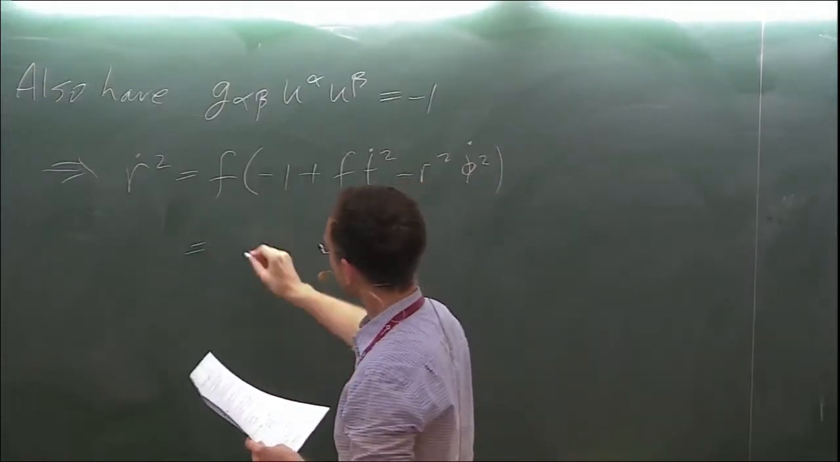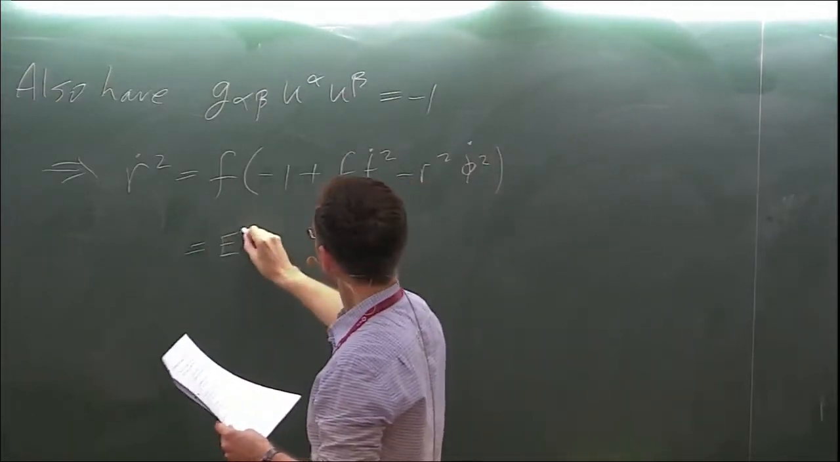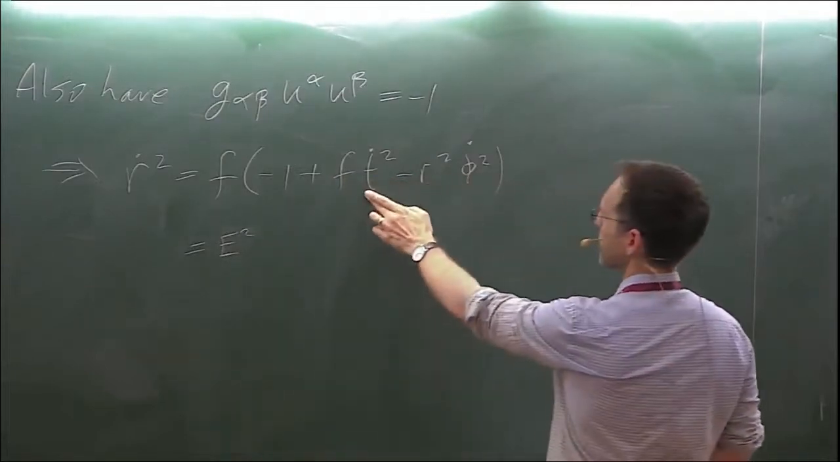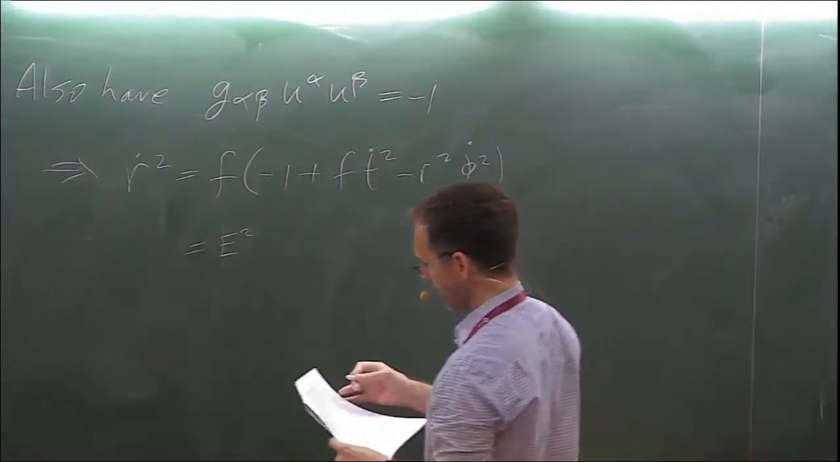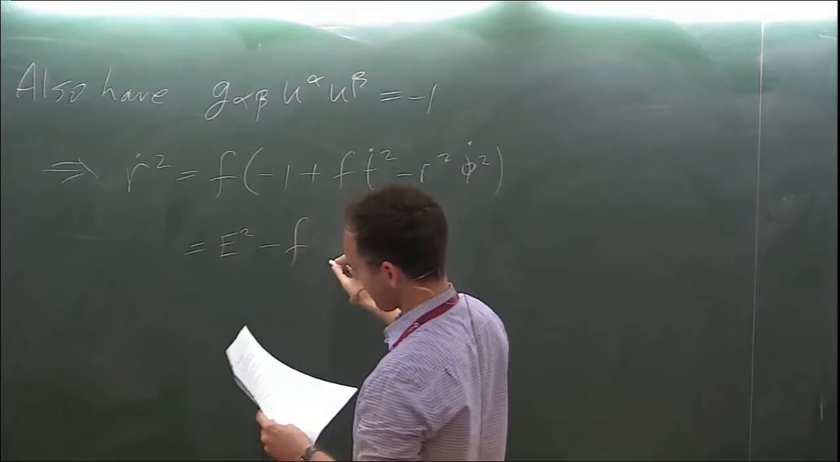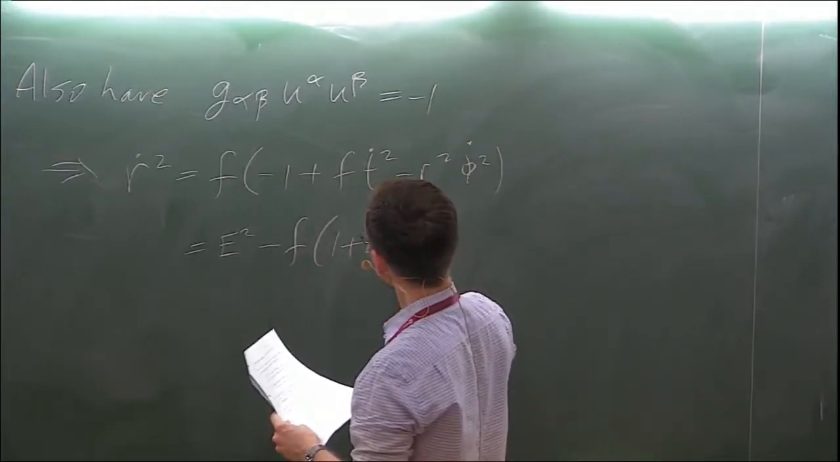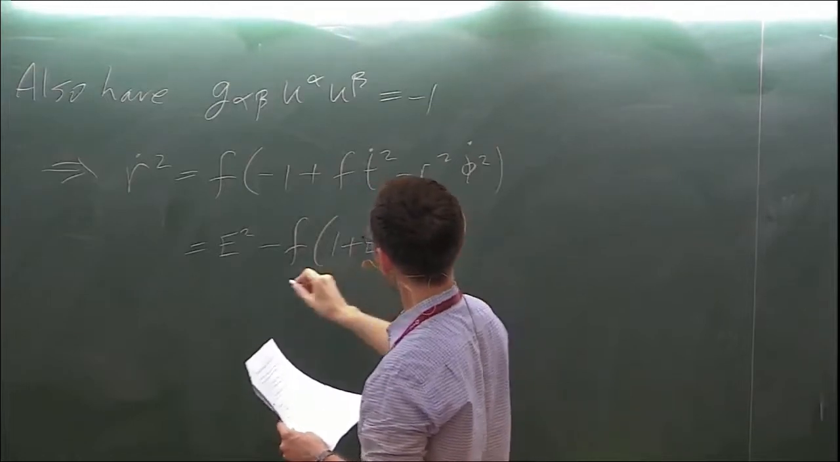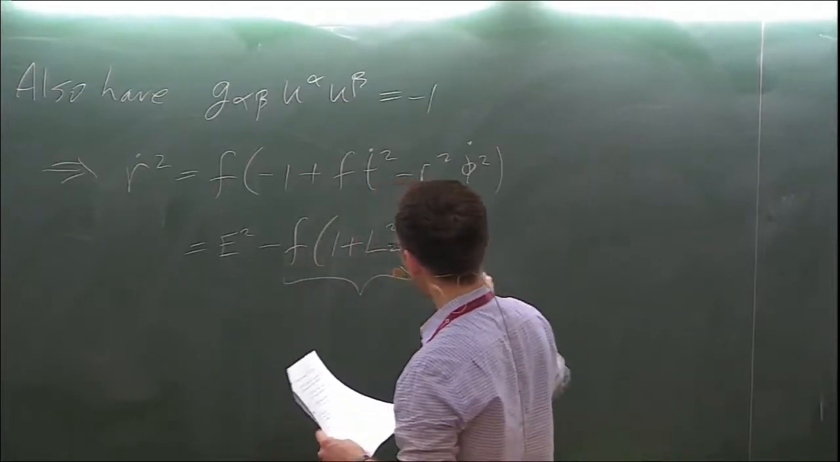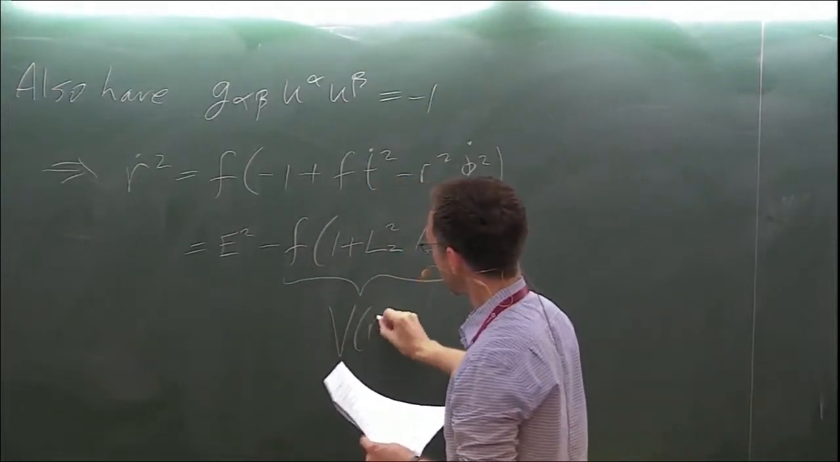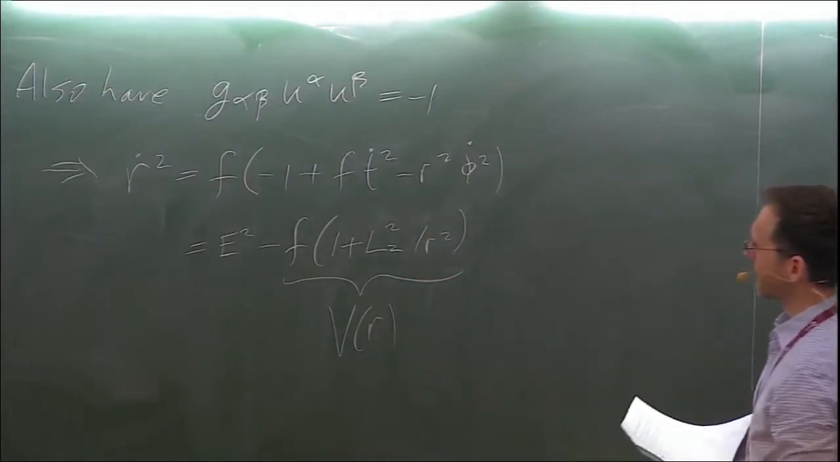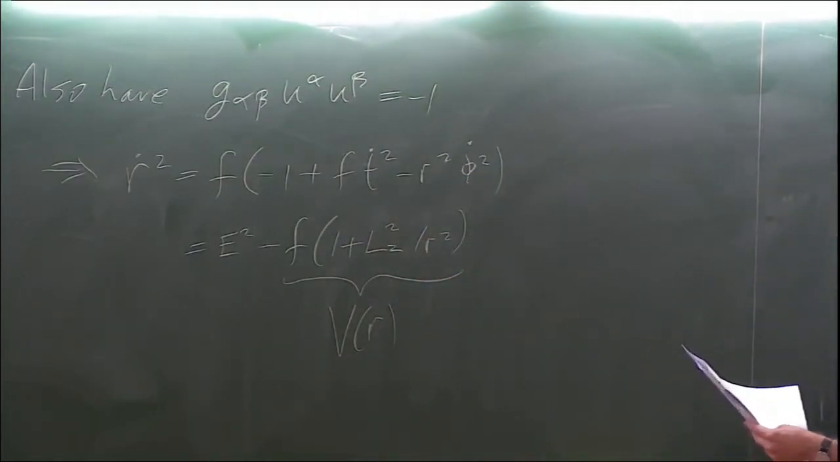We can write that as E squared, replacing this t dot squared with E, minus f times 1 plus L_z squared over r squared. I'm going to call this whole thing V of r, which is an effective potential.